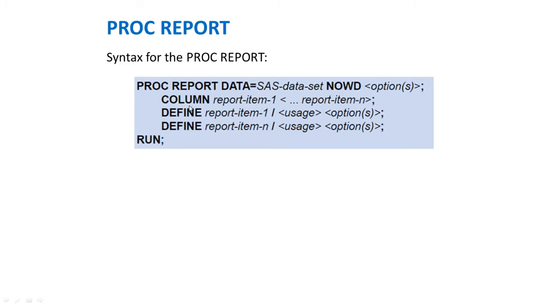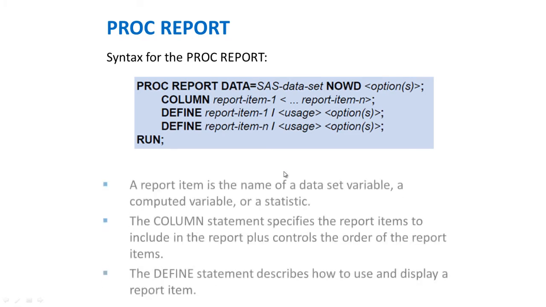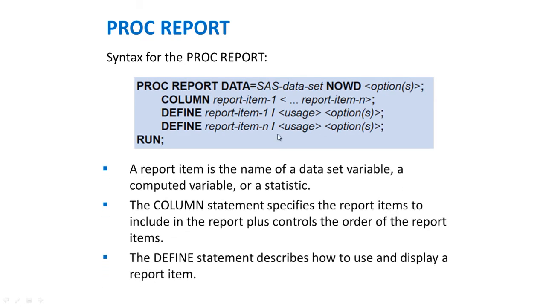And so the more important statements are the COLUMN statements, which basically is where we have to specify the different items in our report. So what is an item? An item can be considered a variable, or a computed variable, or a statistic. So the COLUMN statement will control the order of the items in the report.